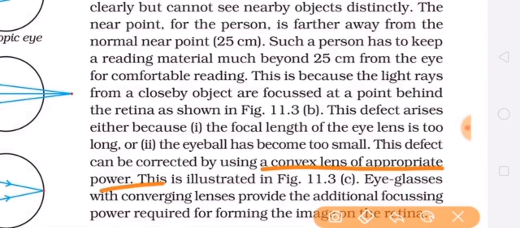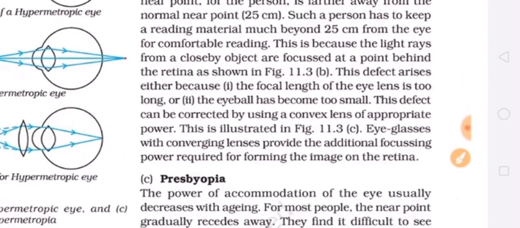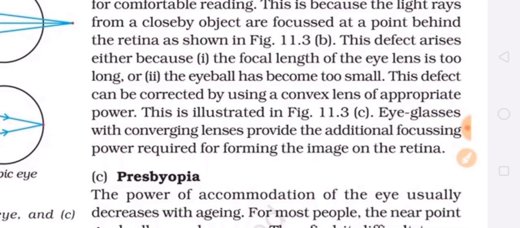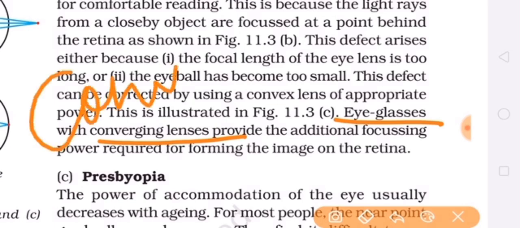So we will use which type of lens? Converging lens. And what is the converging lens? That is convex lens. So it means this defect can be corrected by using a convex lens of suitable power. So this is the correction. And eyeglasses with converging lens provide the additional focusing power, because we need additional focusing power. We need to have a converging lens.